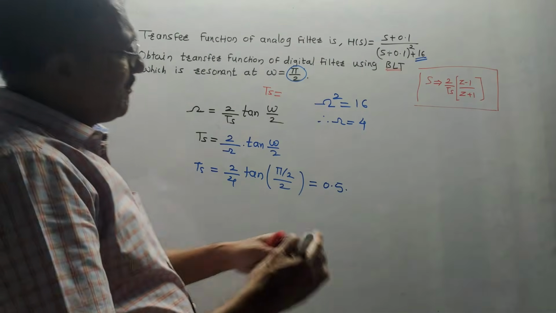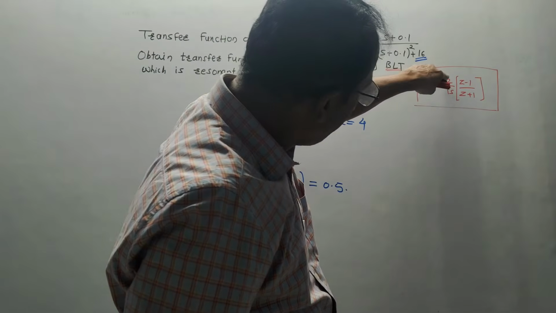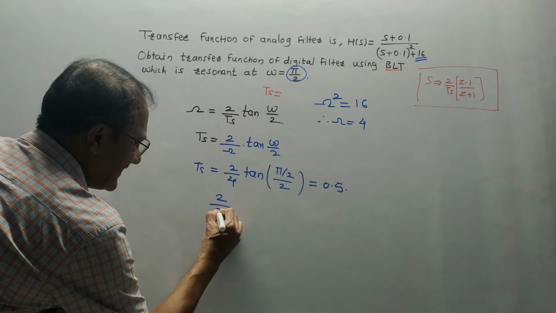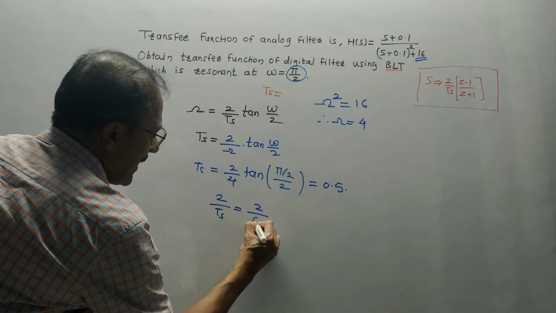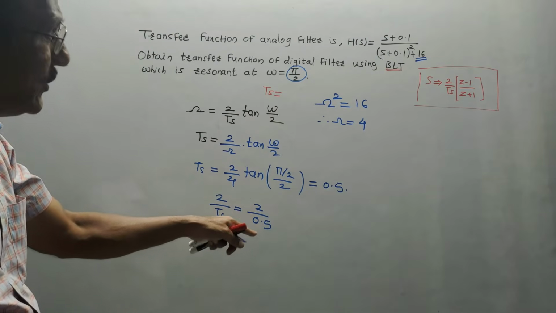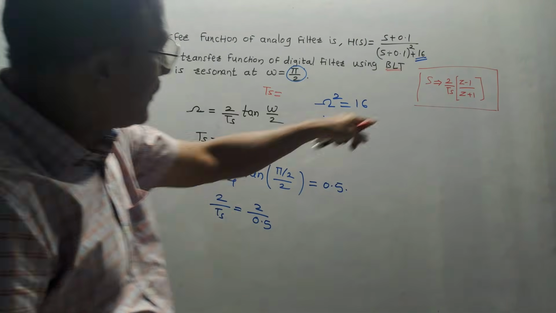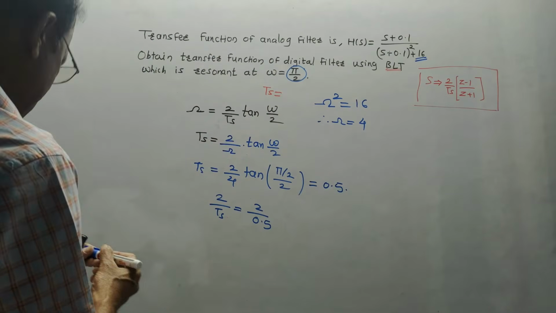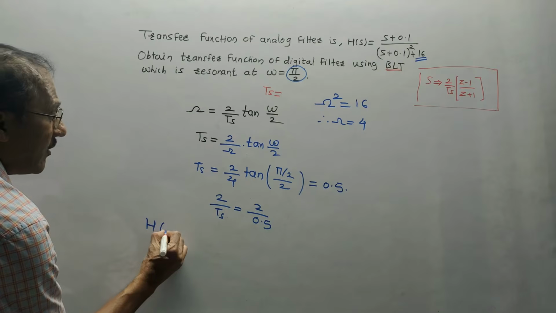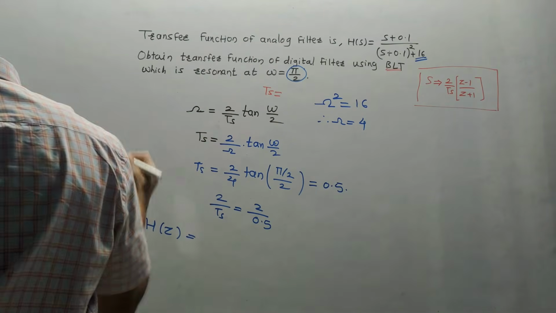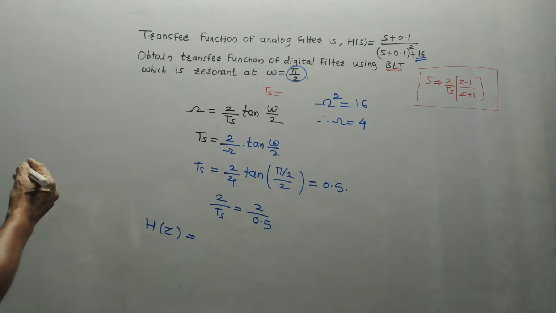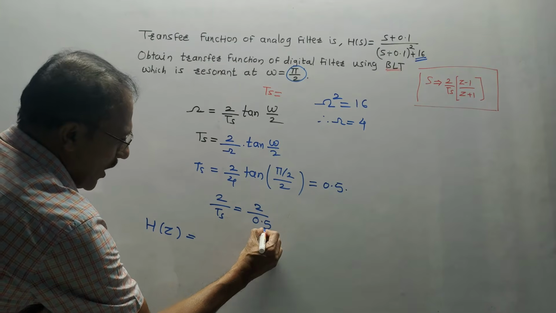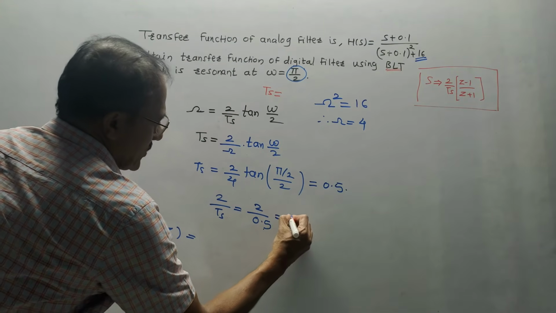Now the remaining part is simple. Wherever s is there in the given equation, put the value 2 by Ts, z minus 1 upon z plus 1. Now here 2 by Ts is 2 by 0.5. So this value you need to put in place of s in the given equation of H of s. So directly you can write the equation of H of z as: in place of s you have to put this value. So 2 by Ts, that is 2 upon 0.5, which is 4.